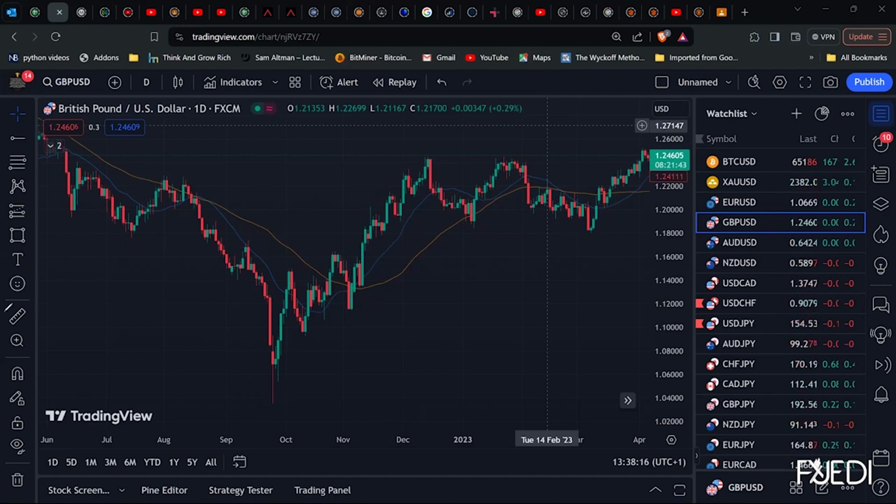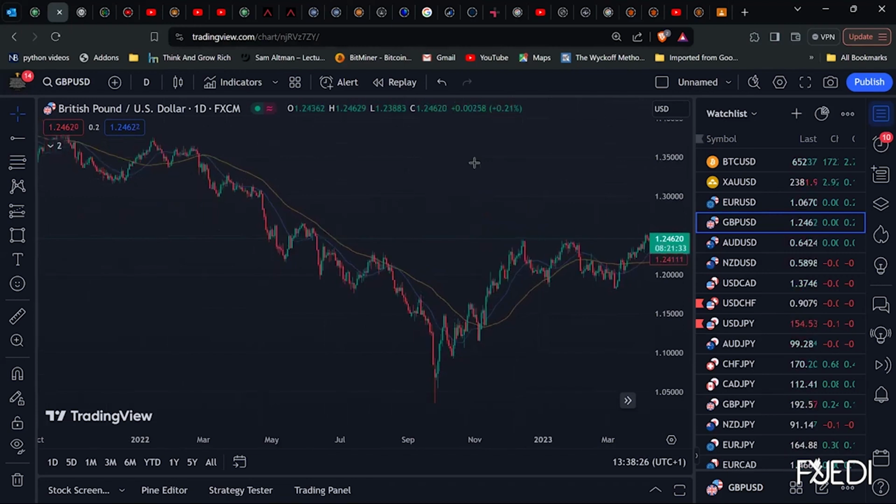Now, here is the thing. First of all, we want to identify the market structure. So we ask ourselves, what is the structure of the market? Is the market bullish? Is the market bearish? And then once we have decided, once we have determined the direction price is going, we look for opportunities in that direction.